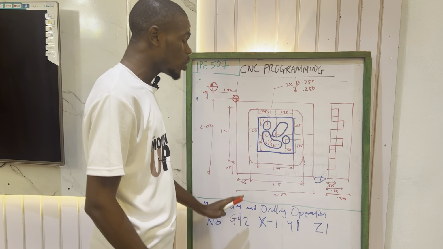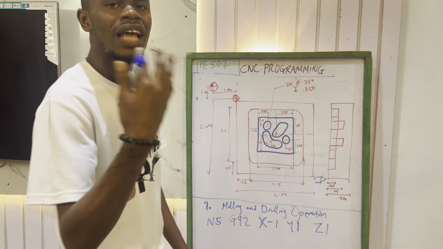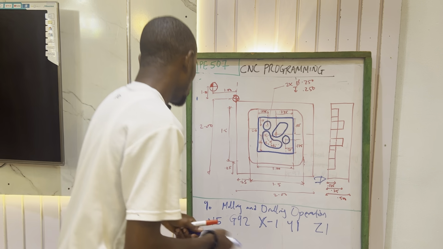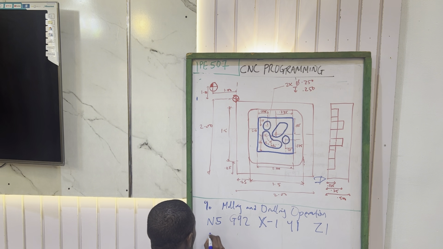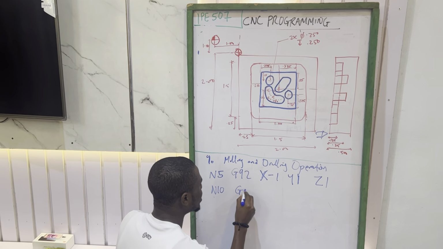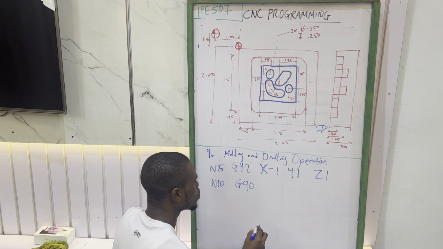So moving forward, after doing that, in the question they will either tell you to do absolute programming or incremental programming. You have to state that in your next operation. So that will be your N10. N10 equals G90. That's for absolute. In this case, we are doing absolute programming.